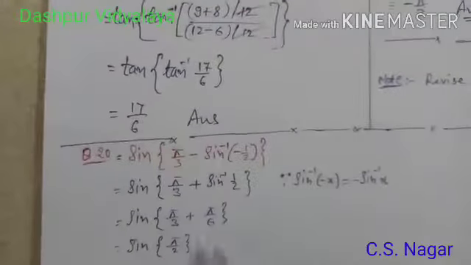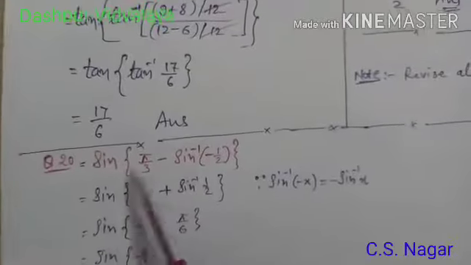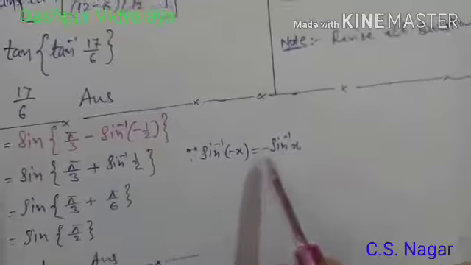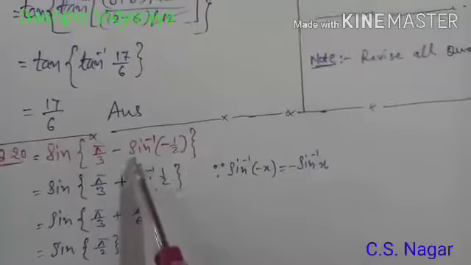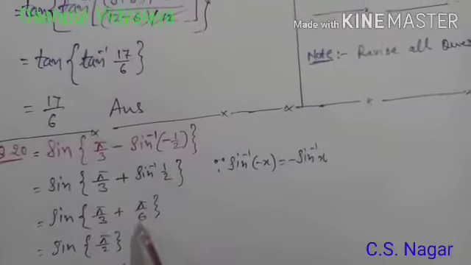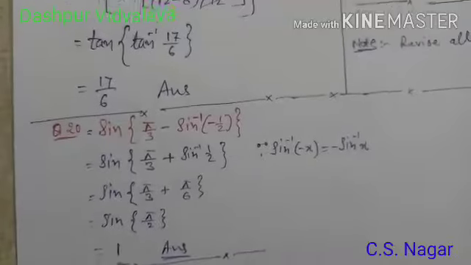One more, two questions, 20 and 21. Question 20 is sin of pi by 3 minus sin inverse minus 1 by 2. Since sin inverse of minus x is equal to minus sin inverse x, it is minus minus plus sin inverse 1 by 2. 1 by 2 means 30 degrees. This is 30 and this is 60. 30 plus 60 is 90, and sin 90 is 1.